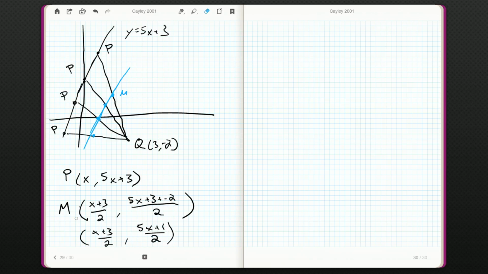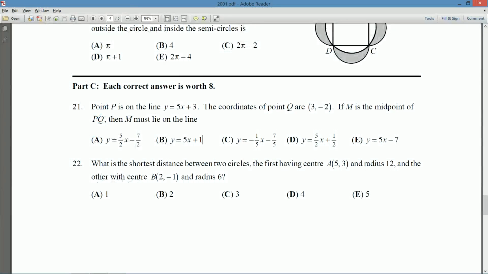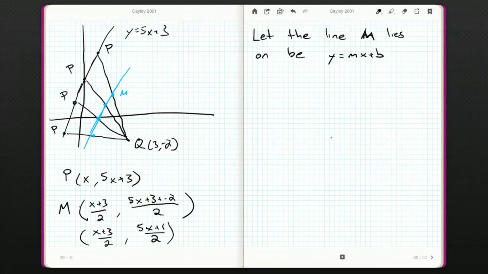And we would like to plug this into some sort of an equation. So what we might do is say, let the line M lies on be y equals mx plus b. You know, the general form of a line. I noticed that all of these solutions are given in the form y equals mx plus b, so the y-intercept form of the line. So let's say that it in general looks like this.